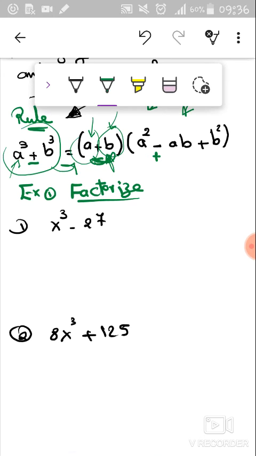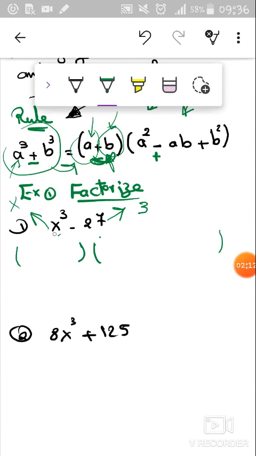Exercise 1: factorize x to the power 3 minus 27. First of all, we have to know how to differentiate between this type and the other types. This type consists of two terms, and the two terms have a cubic root. So the cubic root of x to the power 3 is x, and the cubic root of 27 is 3. So the factorization is going to be a small bracket and a big bracket.